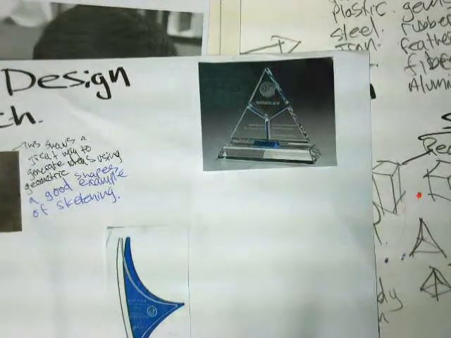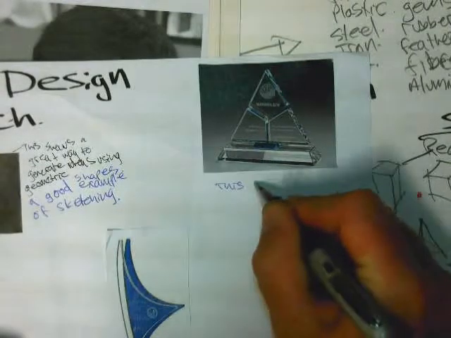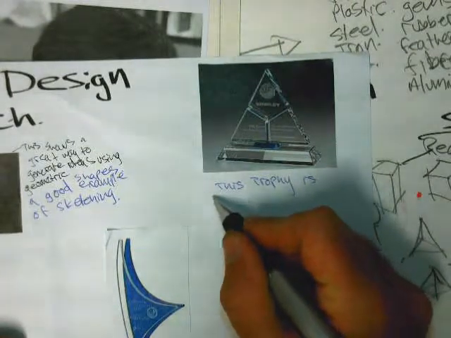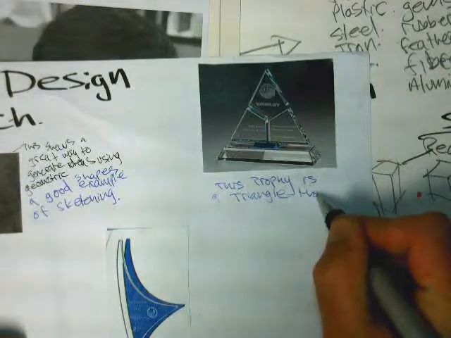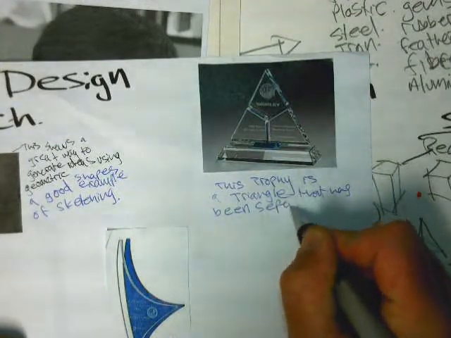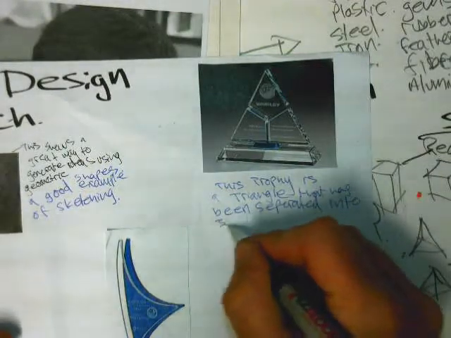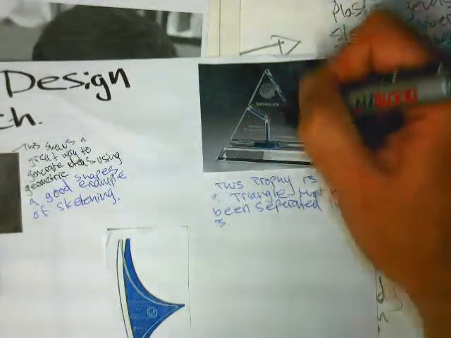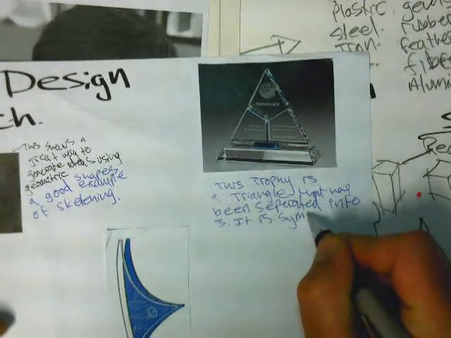This trophy is a triangle that has been separated into 3. So what am I looking for here? This trophy is symmetrical. It is symmetrical. That means that it can be mirrored either side. So if I chopped it in half, that side is mirrored on this side.